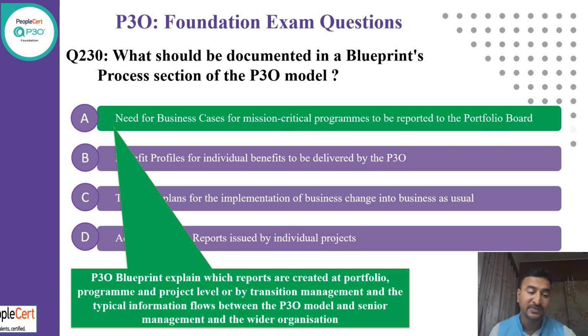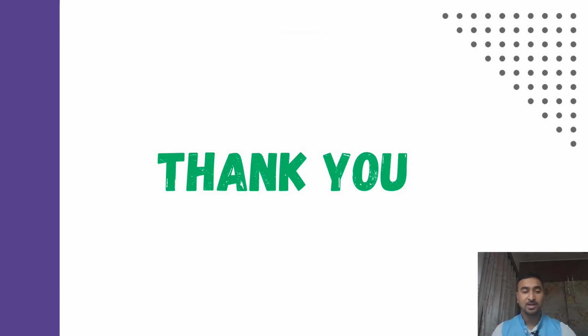Okay, let's read the justification. The P3O blueprint extends which reports are created at the portfolio level, program level, or project level by transition management, and the typical information flow between the P3O model and the senior management and the wider organization. So in that sense, they mention the need for a business case for a mission critical program to be reported at the portfolio level, the information flow that they had mentioned. So yes, that is the process segment. And transition plan from implementation of changes to business as usual, that again you can document, but it is not that mission critical. So I believe A would be the most correct answer. Thank you very much.